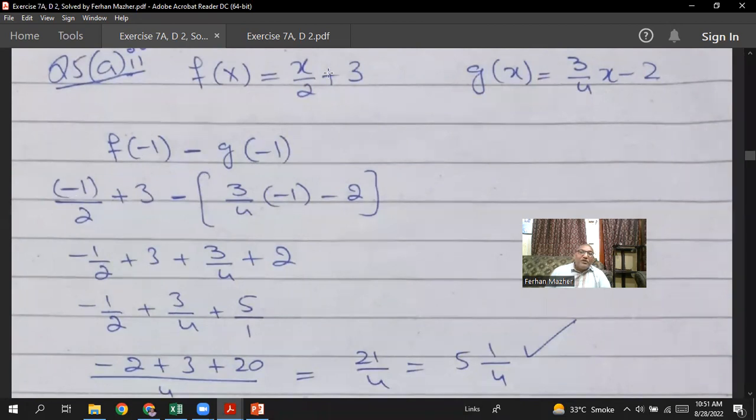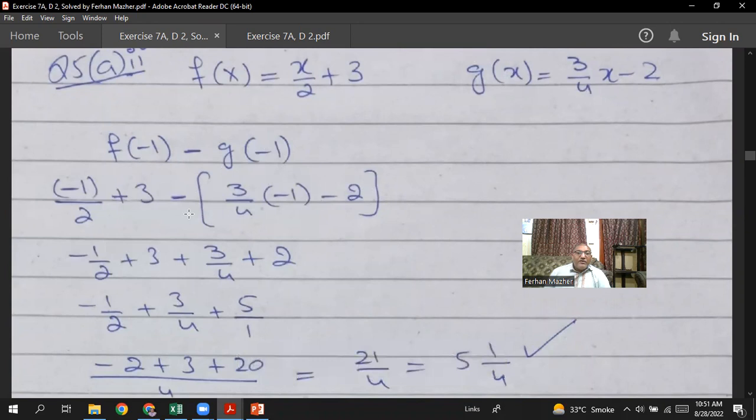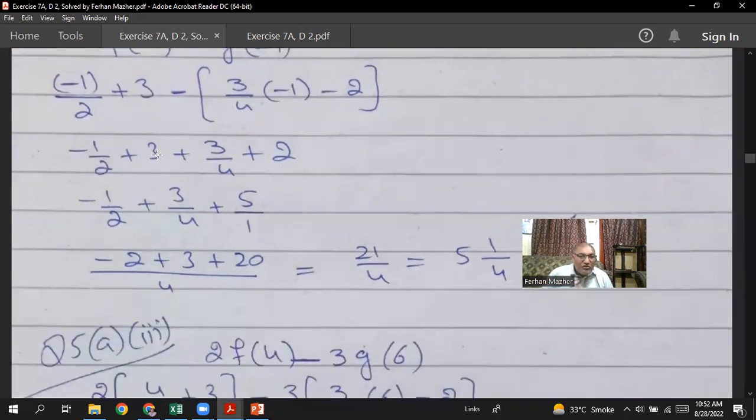So in the formula of f of x, I will substitute x with minus 1: minus 1 by 2 plus 3, minus, then put a square bracket. In the g function, g of x, I put a bracket around it: 3 by 4 into minus 1 minus 2, bracket close. So this will become minus 1 by 2 plus 3, and this will become minus 3 by 4. And when you open this bracket, due to this negative, this will become plus, and this negative will also become plus. So now you will have minus 1 by 2 plus 3 by 4 and plus 5 by 1.